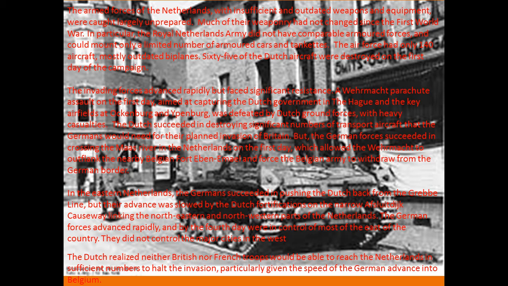The Dutch realized neither British nor French troops would be able to reach the Netherlands in sufficient numbers to halt the invasion, particularly given the speed of the German advance into Belgium.